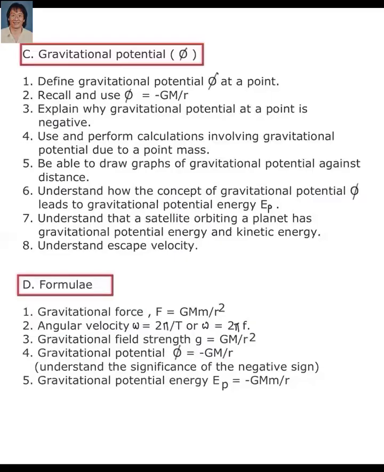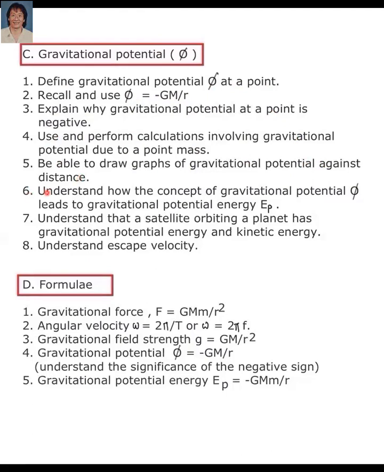C. Gravitational potential. Number 1, define gravitational potential at the point. Number 2, recall and use gravitational potential equals to minus GM over r. Number 3, explain why gravitational potential at a point is negative. Number 4, use and perform calculation involving gravitational potential due to a point mass. Number 5, be able to draw graphs of gravitational potential against distance.